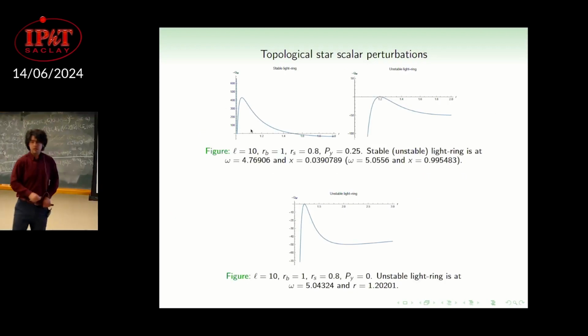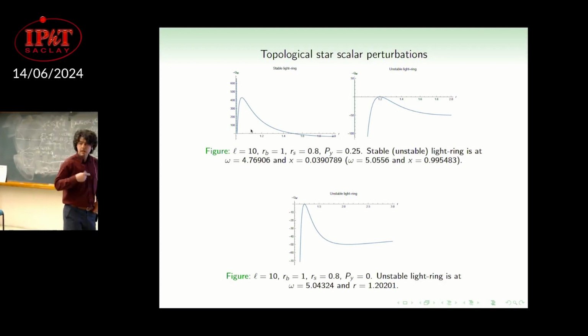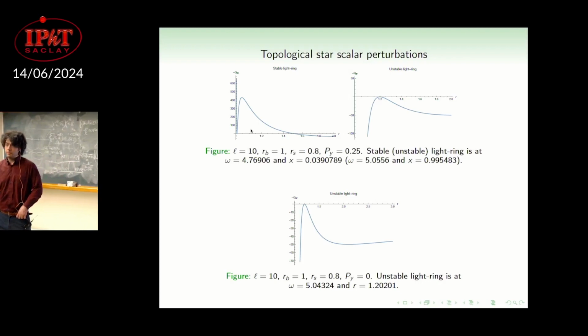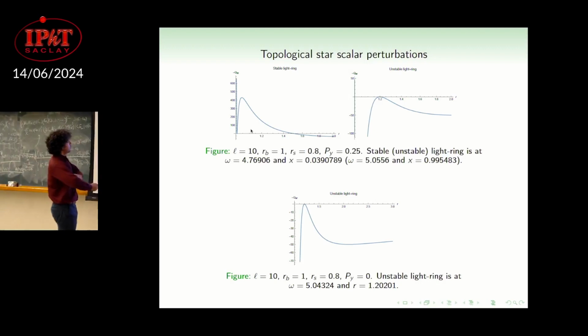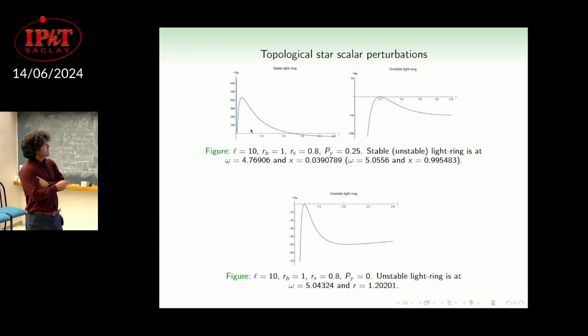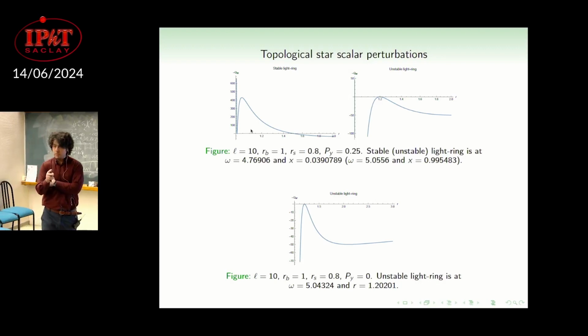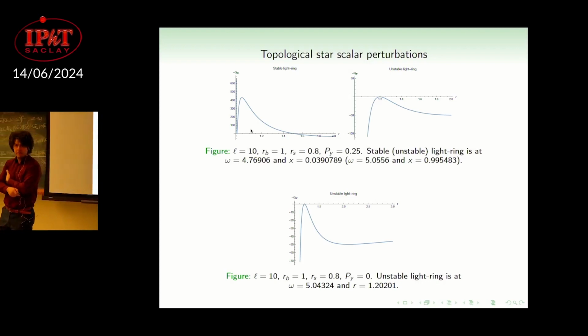Okay, and these are the plots of the effective potential. This Py is the momentum along the y direction, the extra y dimension. And if you tune this momentum properly, you have a potential which in general shows both the light rings: the unstable light ring and also the stable light ring. Otherwise, if you set this momentum to 0, you have a black hole-like effective potential.